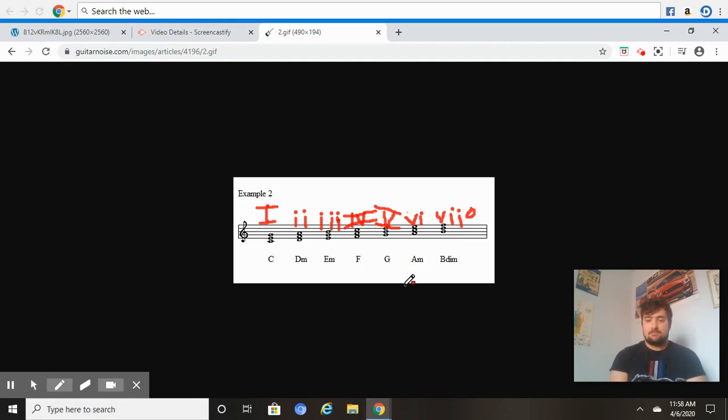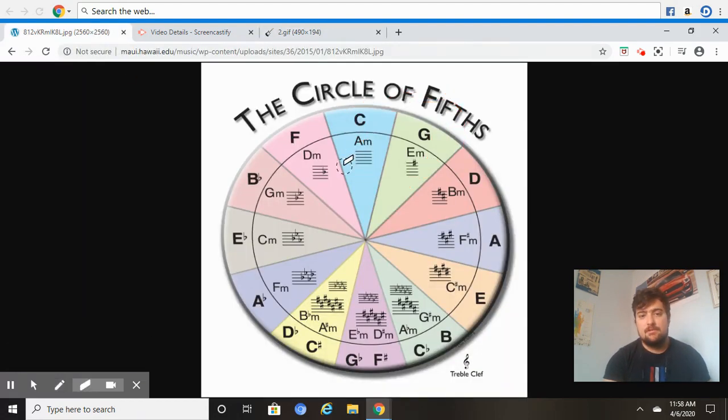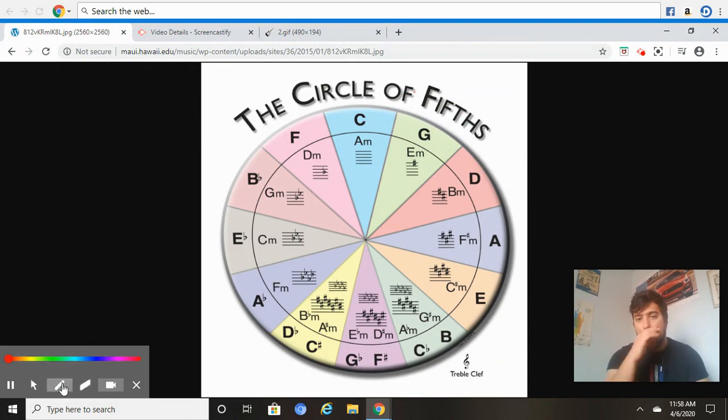And again, this is all coming back to, we're going to work on our 2-5-1s. And so just as a preview, let's look at our circle of fifths sheet over here. So our 2-5-1 in C is basically these three right here.